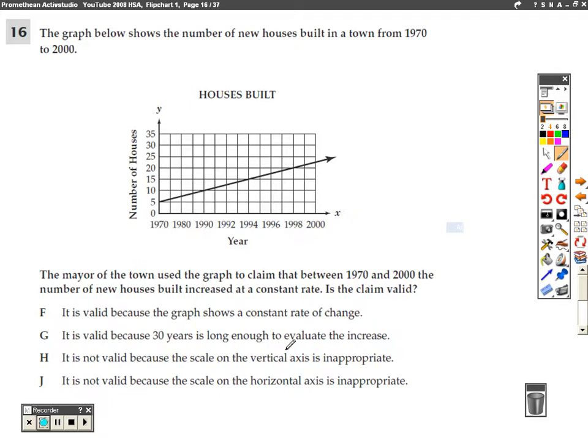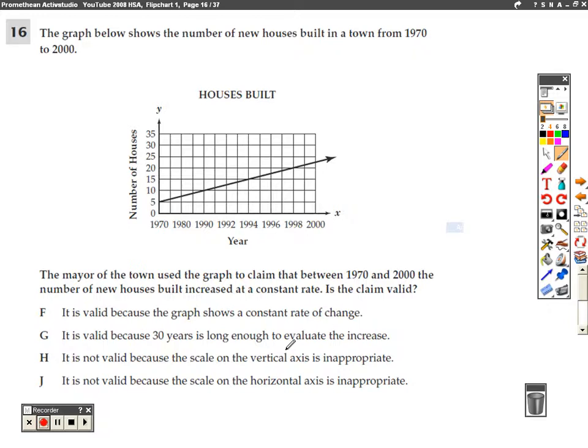Problem number 16. The graph below shows the number of new houses built in a town from 1970 to 2000. The mayor of the town used the graph to claim that between 1970 and 2000, the number of new houses built increased at a constant rate. Is the claim valid?